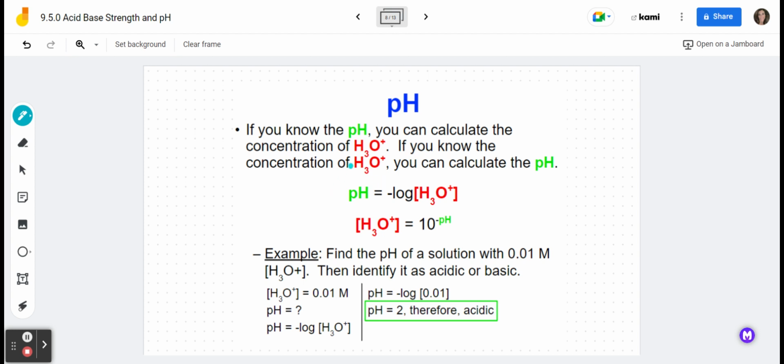Okay, so if you know the pH, you can calculate the concentration of hydronium ion, or vice versa. If you know the hydronium concentration, you can calculate the pH. These two are important formulas. You do not need to memorize them, but you will need to know how to put them in your calculator. So I will show you how to do that in a second.